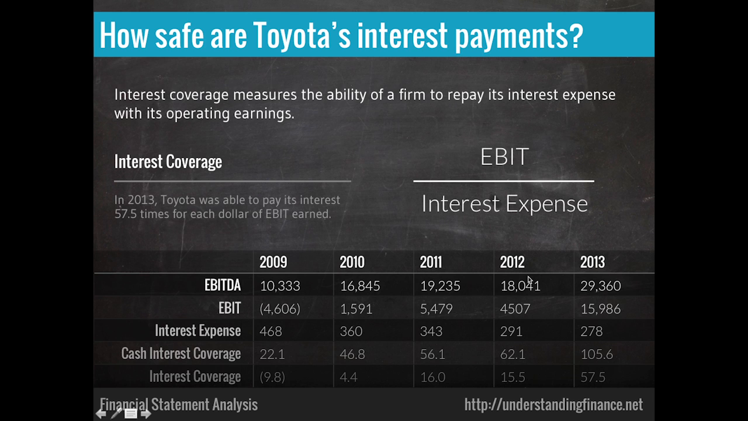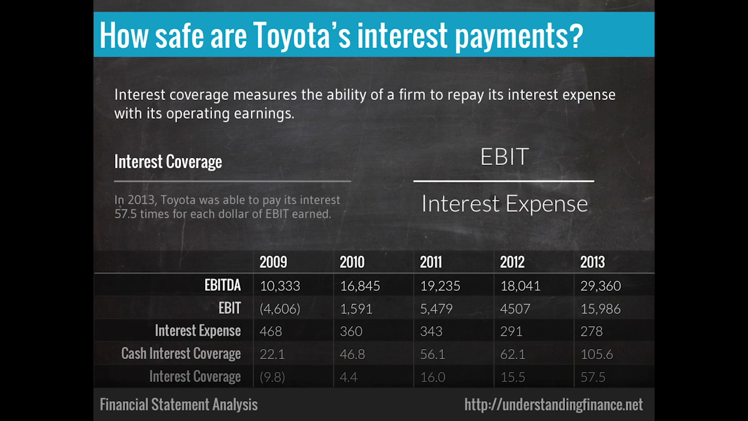So 2 ways of looking at this. One, I look at my EBIT or operating profit divided by my interest expense, and that's known as interest coverage. So in 2013, Toyota generated $15.9 billion of EBIT. They had $278 million of interest expense. They could pay their interest 57 times. That's up from 15 times in 2012 and 16 times in 2011. So I'm probably not too worried about the interest expense because Toyota has a great ability to pay.